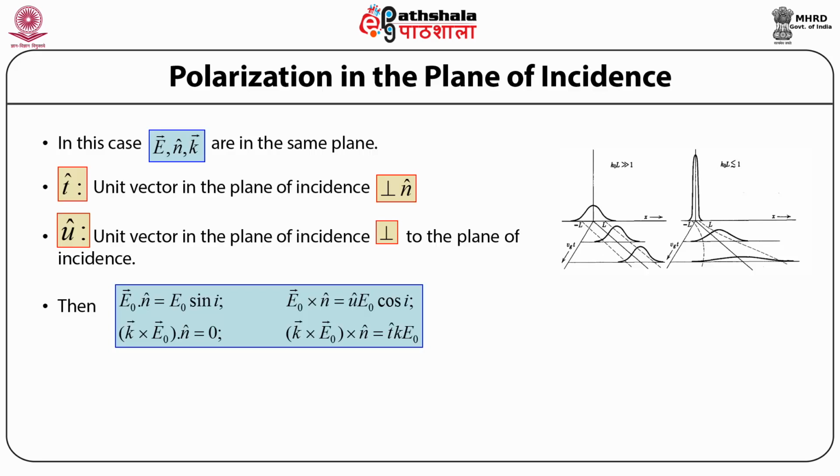The reason being that since all the three quantities, that is the electric field of the incident wave, the unit normal and the wave vector of the incident wave, are in the same plane, a cross product of any two of these quantities will give a vector which is perpendicular to all the three vectors. Hence, we get a 0 over here. And finally, the cross product of the incident wave vector k with the amplitude of the electric field of the incident wave, and its cross product with the unit normal n, gives us the result t cap times the incident wave number k times the amplitude of the electric field of the incident wave.